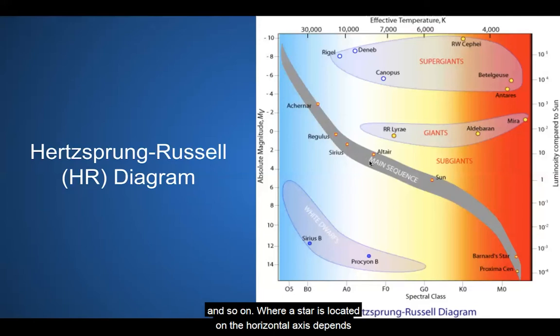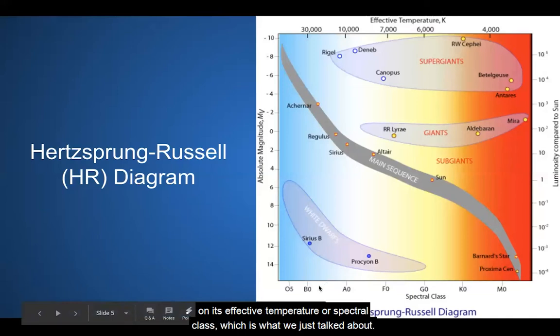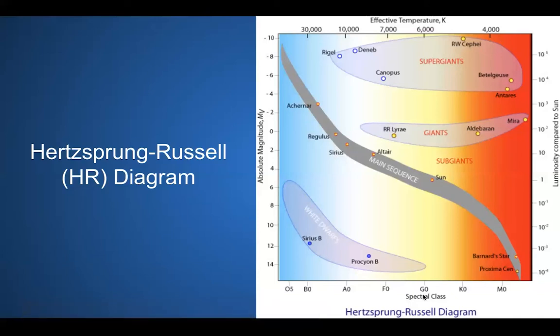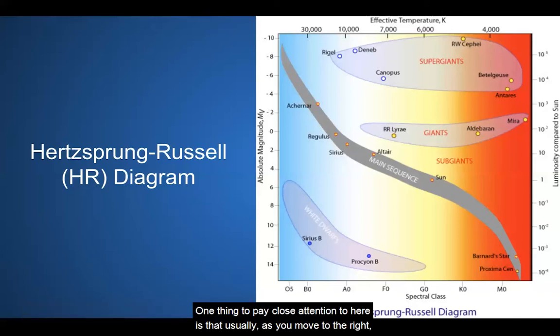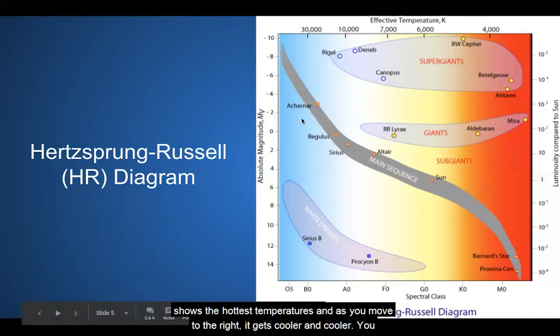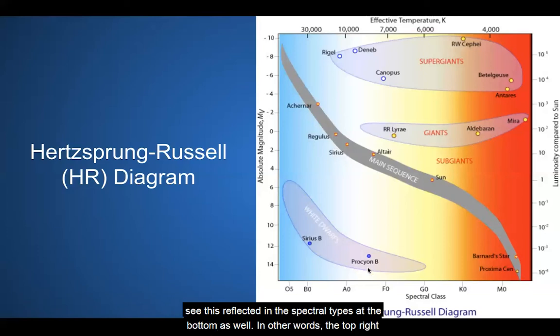And where a star is located on the horizontal axis depends on its effective temperature or spectral class, which is what we just talked about. One thing to pay close attention to here is that usually as you move to the right, the temperature goes up. But on the HR diagram, it's the opposite. By convention, the left side shows the hottest temperatures. And as you move to the right, it gets cooler and cooler. You see this reflected in the spectral types at the bottom as well.